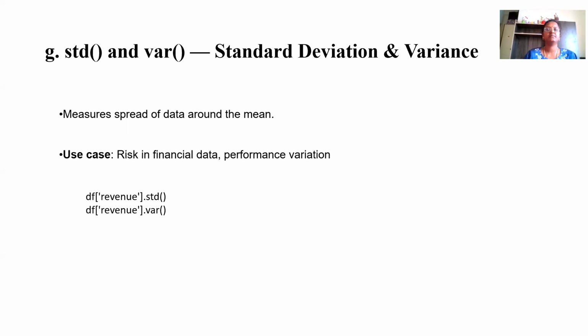Then standard deviation and variance. This is one of the important functions, which measures the spread of data around the mean. It tells how much the data is spread around the mean value that you calculated using the mean aggregate function. Use cases are risk in financial data and performance variation. Here the syntax uses the revenue generated: you can apply the standard deviation on the revenue column of your data frame. And variance also you can find out.